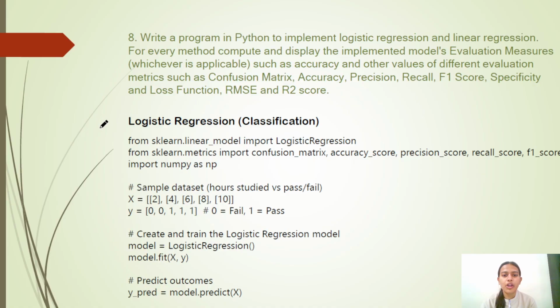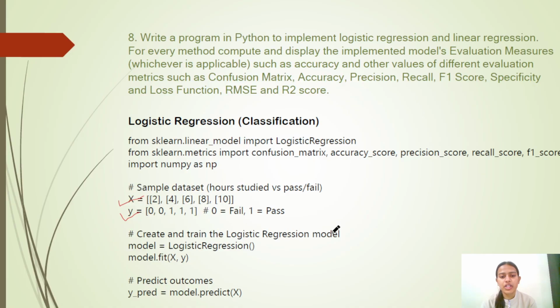So first we will see logistic regression, which is classification. From sklearn.linear_model, we can import LogisticRegression directly. And from sklearn.metrics, we can import confusion_matrix, accuracy_score, precision_score, recall_score, f1_score directly, and import numpy as np. Same data set, hours studied versus pass and fail. So we have hours studied X and Y is pass and fail, where 0 indicates fail, 1 indicates pass.